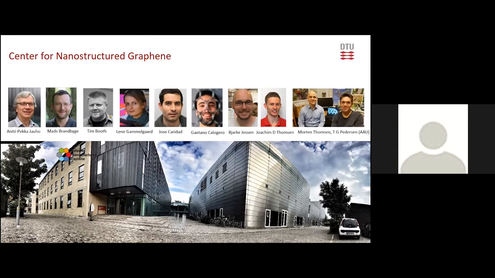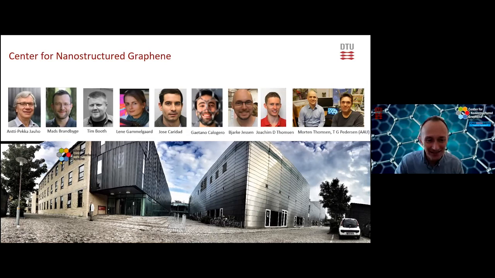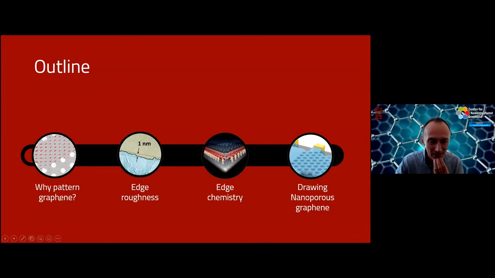Okay, so let me just move on. I will try to motivate why we are interested in patterning graphene. I will talk about some of the issues we have been fighting for a long, long time. Edge roughness, when we pattern graphene, we have edge roughness. And also we discovered that the chemistry or the molecular activity near the edges is also very important to control. And in the end, I will tell you about something we did recently where we finally managed to punch holes in graphene without ruining it.